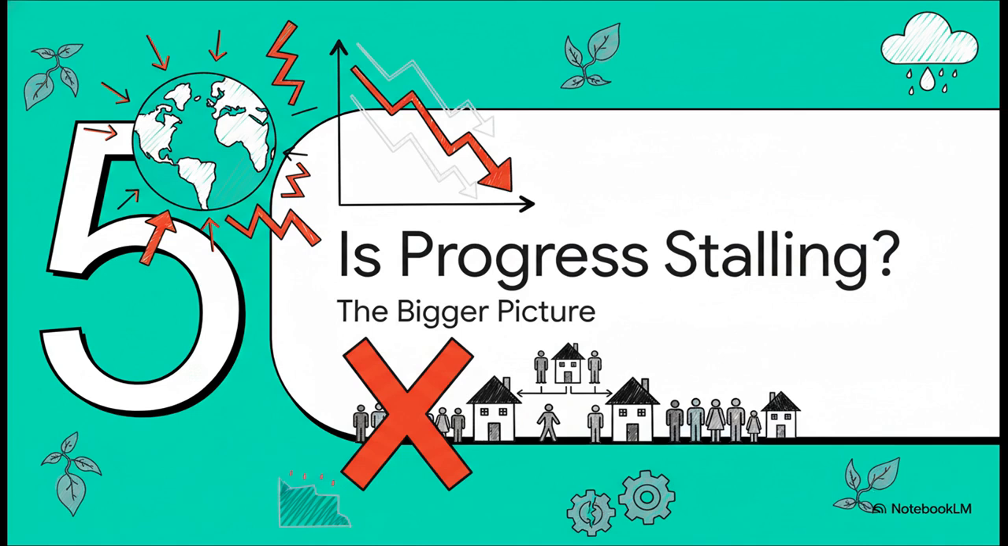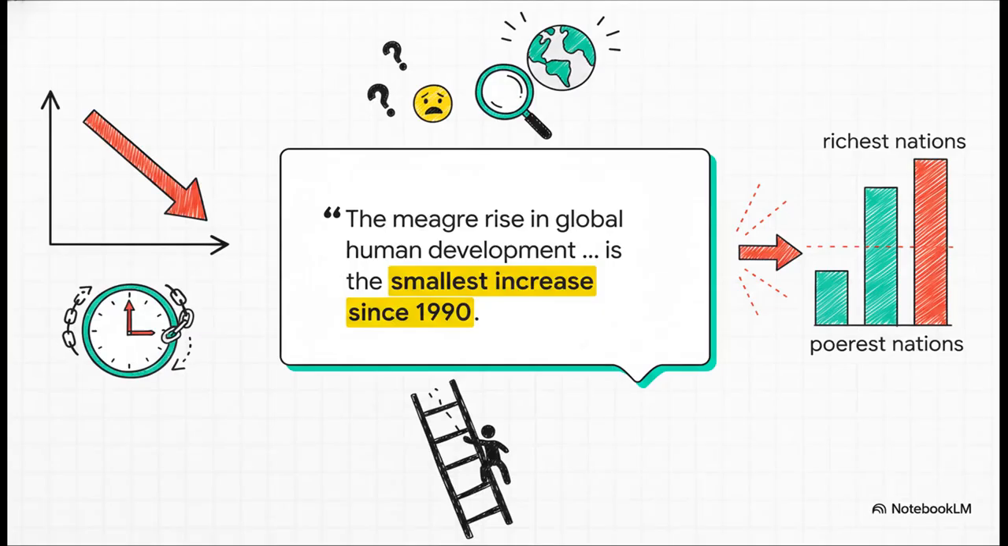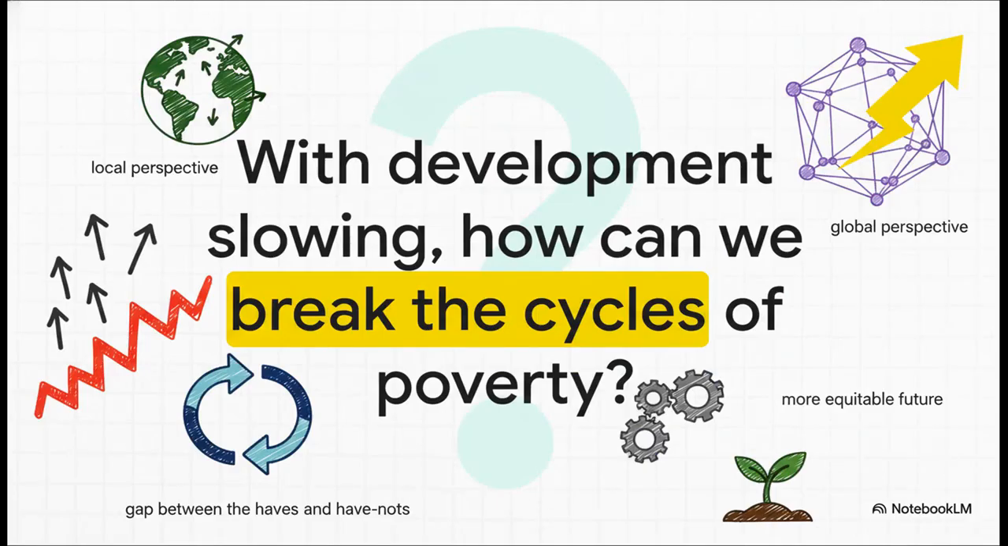Okay, so if we zoom out from these individual countries, what does all this mean for the bigger picture, for global development as a whole? Well, a recent report from the UN suggests a pretty worrying trend. Just let that sink in. For the first time in more than 3 decades, global progress on human development is slowing down, and it's slowing down dramatically. The same report also found that the inequality gap between the richest and poorest nations, a gap that had been closing for years, is now getting wider again.